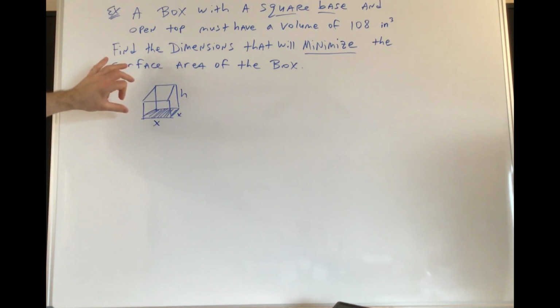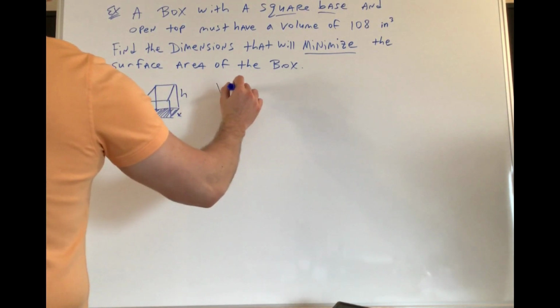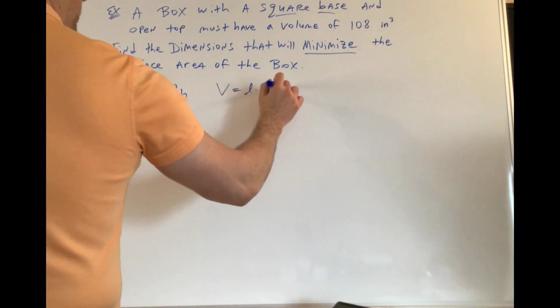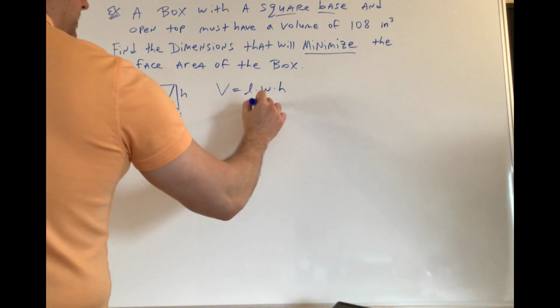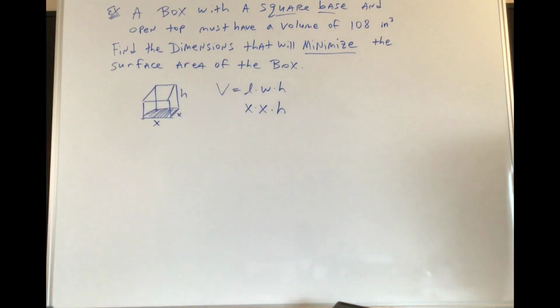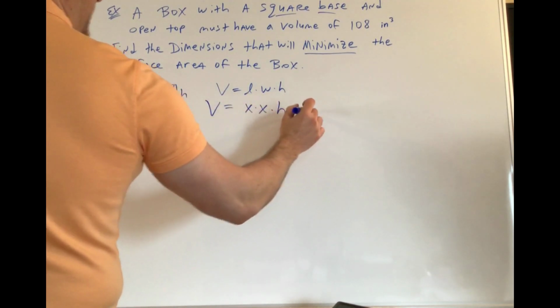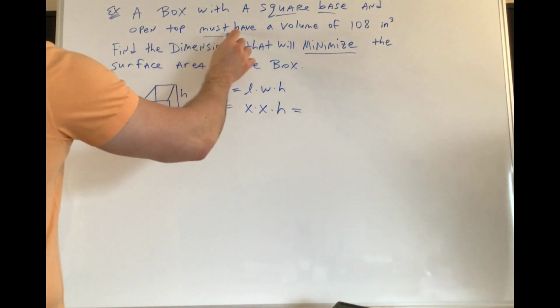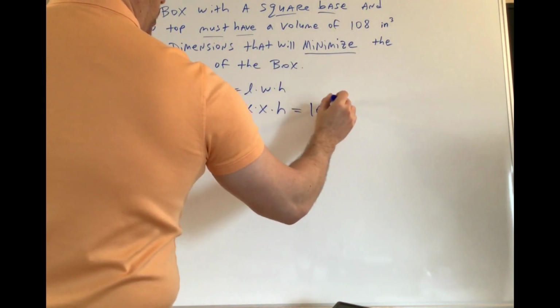So I need the volume first. Volume is length times width times height. The length and width I'm calling x. The height I'm calling h, because height starts with h. And what did I say in the problem? It must have a volume of 108.